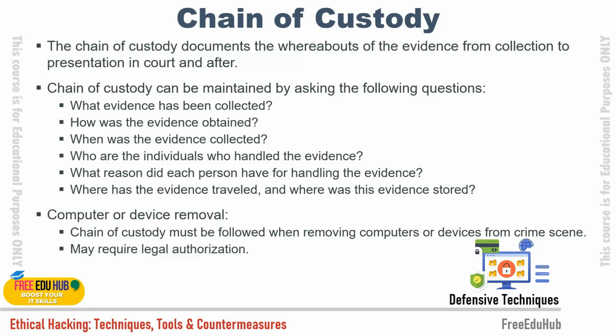Enforcing the chain of custody involves 6 key points that should be considered at every stage of the investigation. These points help ensure the proper handling of the information. Maintaining the chain of custody can be achieved by asking the following questions.